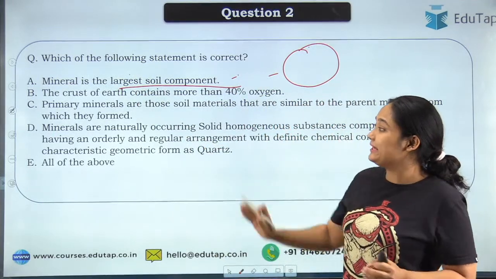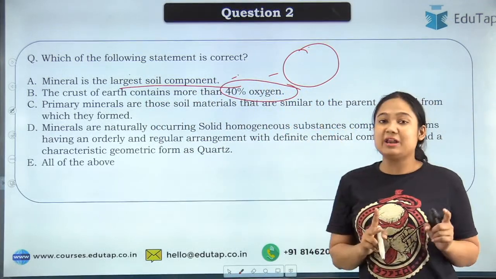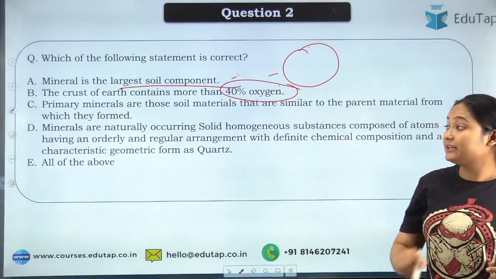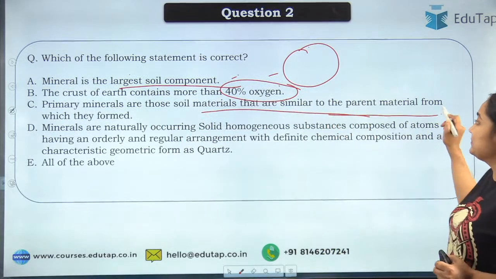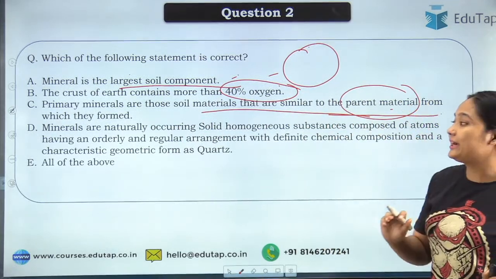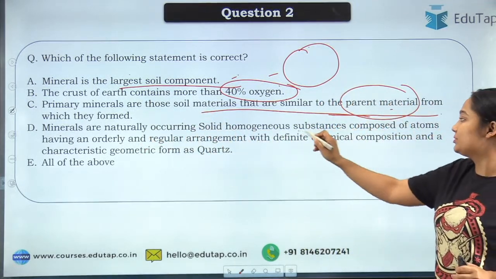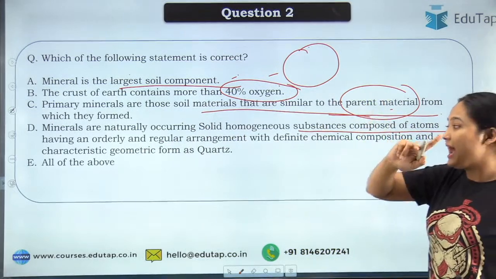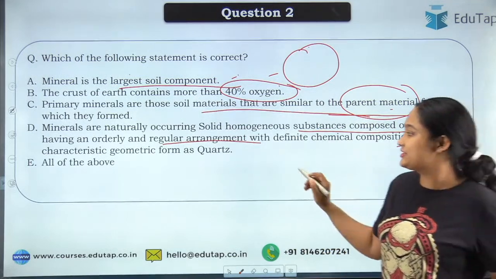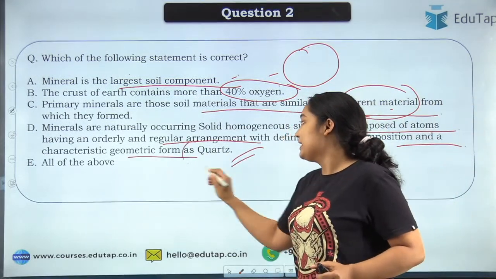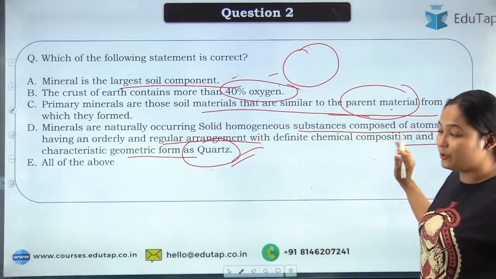The second statement says the crust of the earth contains more than 40% of oxygen. So two things you will have to know, the component and the percentage. Is it correct? Primary minerals are those soil materials that are similar to the parent material. What kind of rock is your soil from? In nature it remains there. Minerals are naturally occurring solid homogeneous substances composed of atoms having orderly and regular arrangement with a definite chemical composition and characteristic geometric form. Example, quartz. The last one is the definition, that is point D.